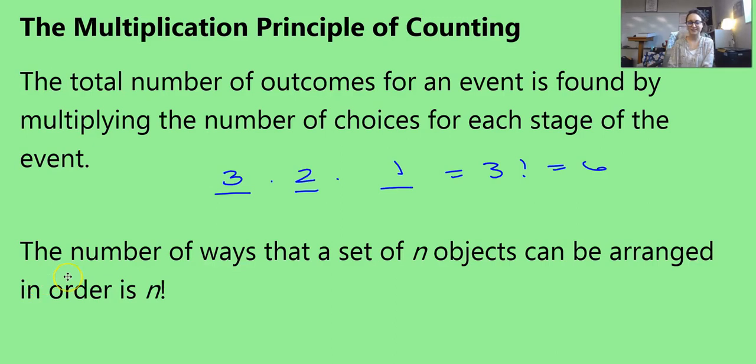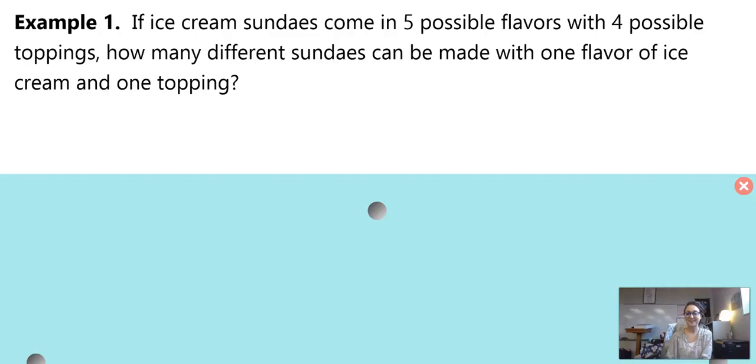And here's our next definition: the number of ways that a set of n objects can be arranged in order is n factorial. First pause on the screen, go ahead and copy as much as you need to. For example 1, hit continue when you're ready to continue.